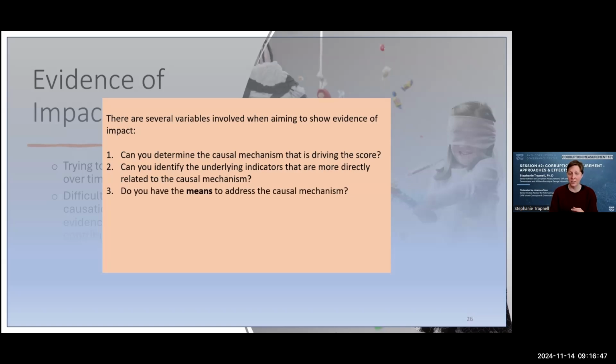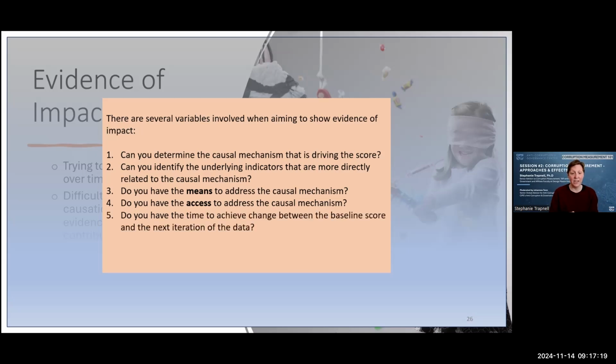And number 3: do you have the means to address that causal mechanism? Do you have the funding? Do you have the technical expertise? Do you have all the people that are needed in order to tackle the issue that is driving that score? Number 4: do you have access to that causal mechanism? Is the government, or whoever is being measured, going to give you access to be able to do that work? Oftentimes they don't want to work on issues of corruption, and they don't want anybody coming near the edges of that. So just consider that.